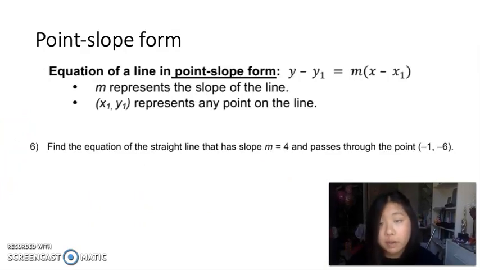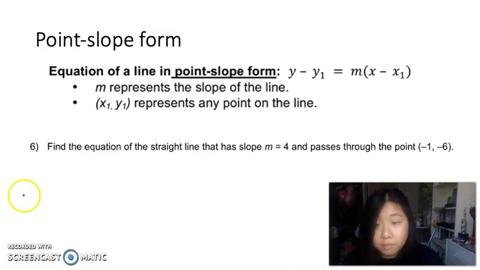Point-slope form is another form of an equation of a line. So this one has y minus y1 equals m times x minus x1, where m still represents the slope of the line, but x1, y1 represents any point on the line. So this form is useful when you're given a coordinate pair. So for example, it says, find the equation of the straight line that has a slope of 4 and passes through the point -1, -6.